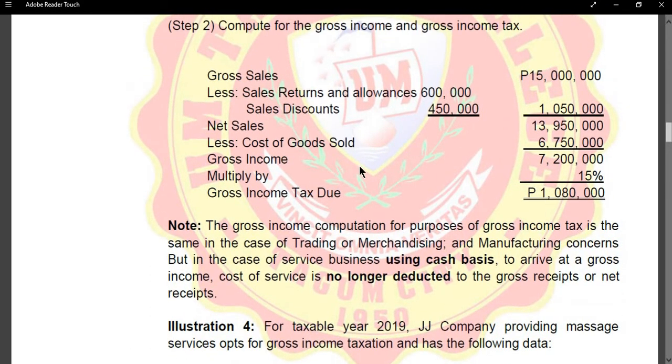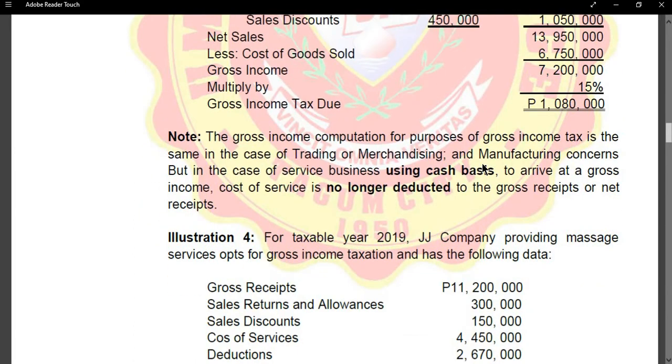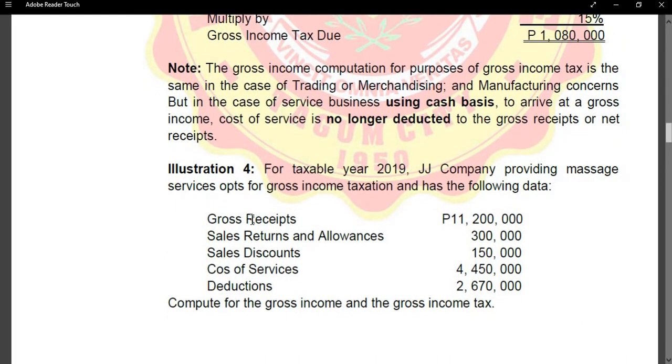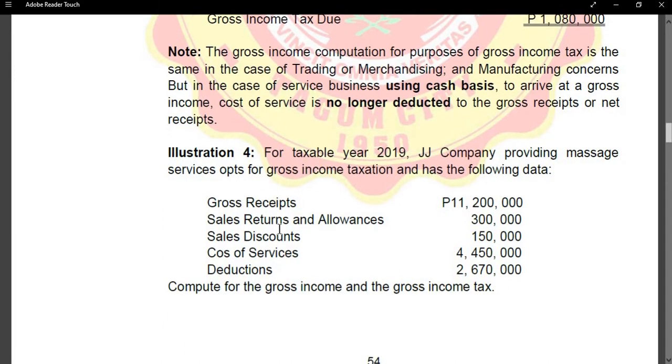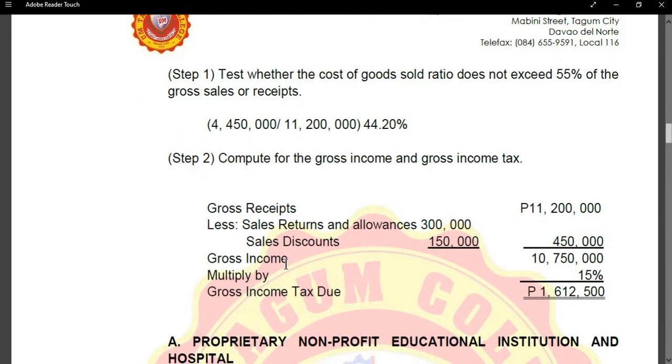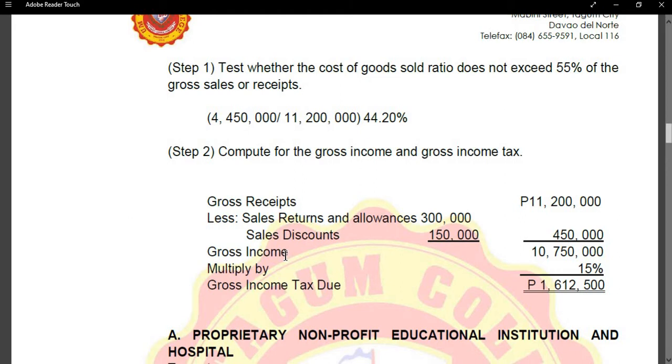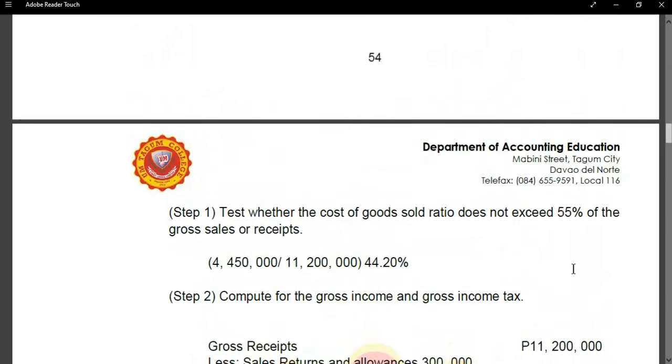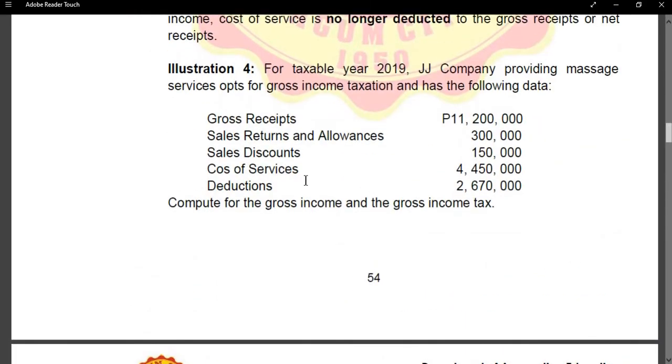Because in the computation of the gross income under trading, merchandising, and manufacturing concerns, cost of goods sold will be deducted. While if the corporate taxpayer is offering services, in the computation of the gross income to be multiplied with the 15% gross income tax, the cost of service is no longer deducted.